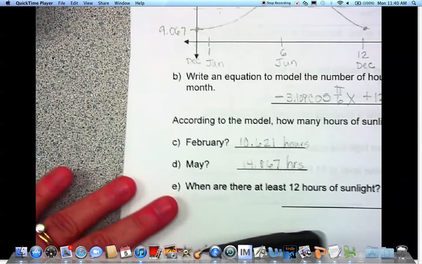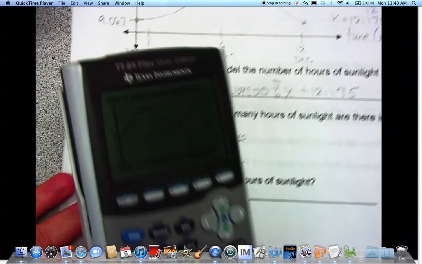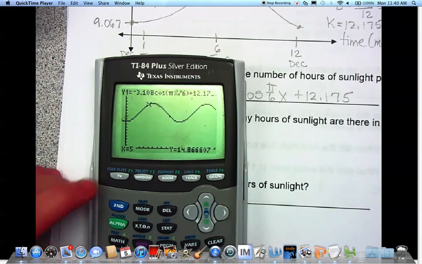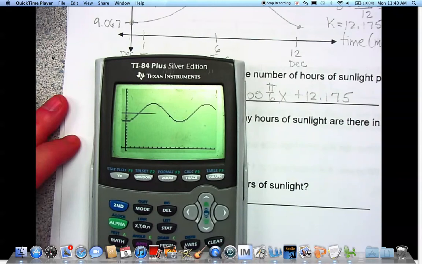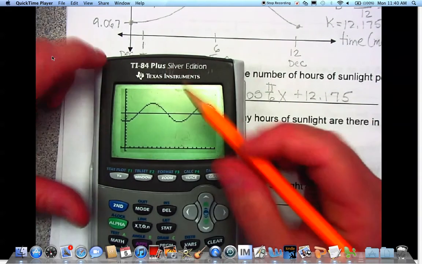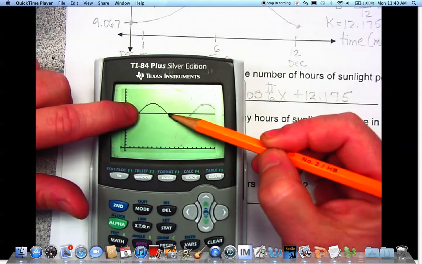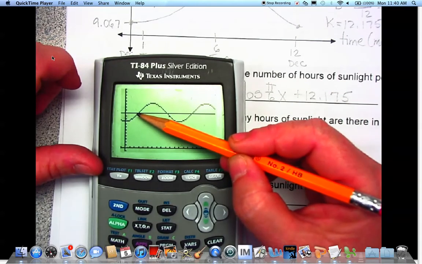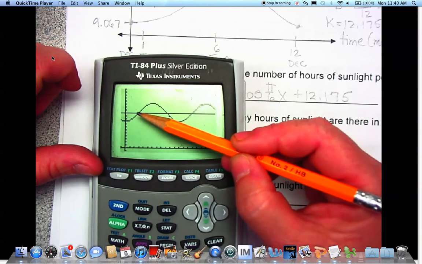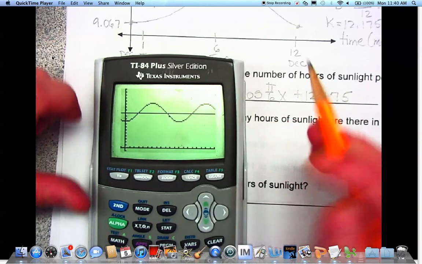Hours of sunlight. Go to Y equals. When are there at least 12 hours of sunlight? So put in 12. In this very first period, you want to see where the graph is above 12 hours of sunlight. It'll be from this point to this point.